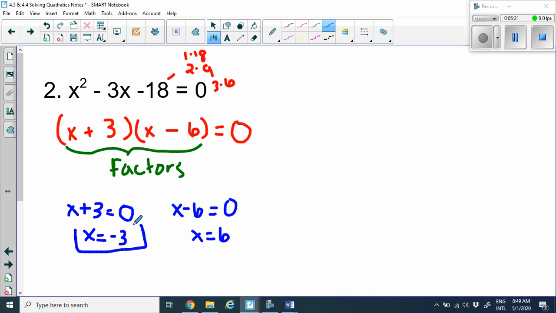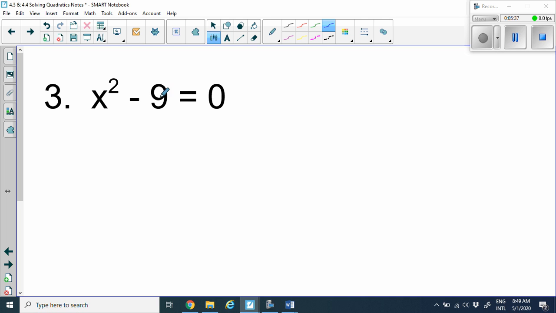And so once again, I have two solutions, roots, zeros. Remember, those three terms all mean the same thing. Okay, let's go ahead and try the next one. So here I have x squared minus 9 equal to 0. Good that we already have it set equal to 0. If I look at these two terms, they don't have anything in common that I can take out.